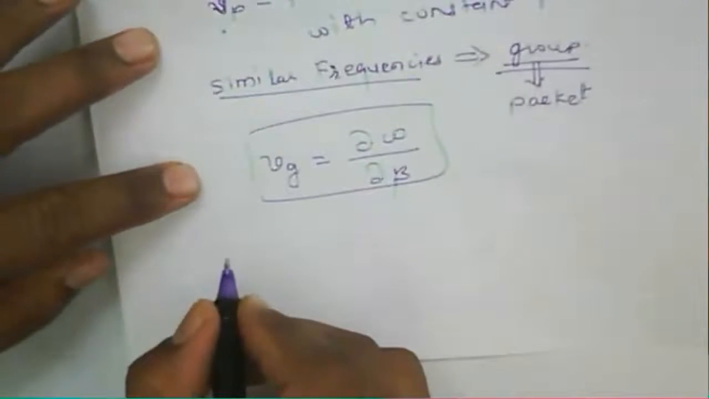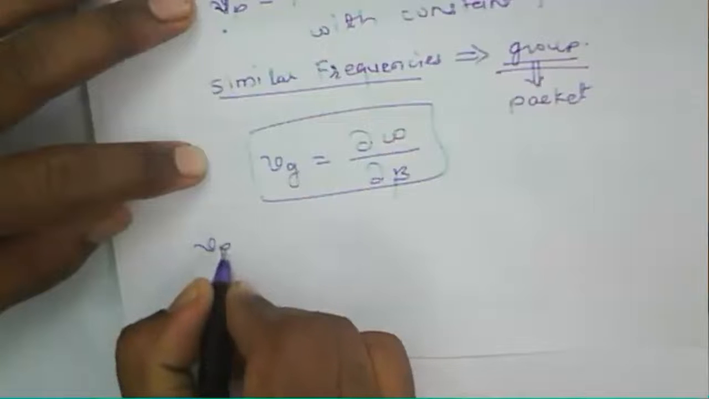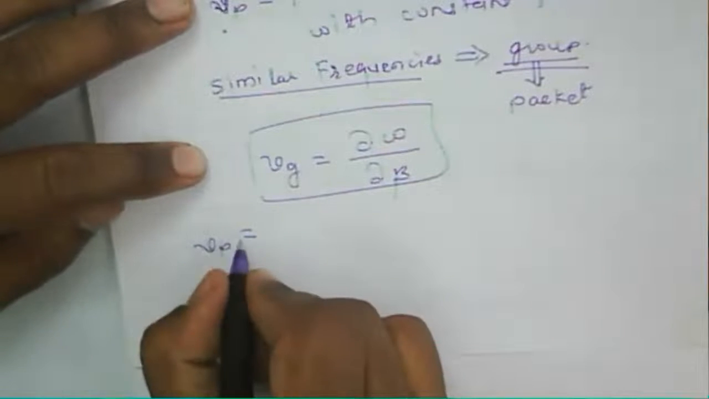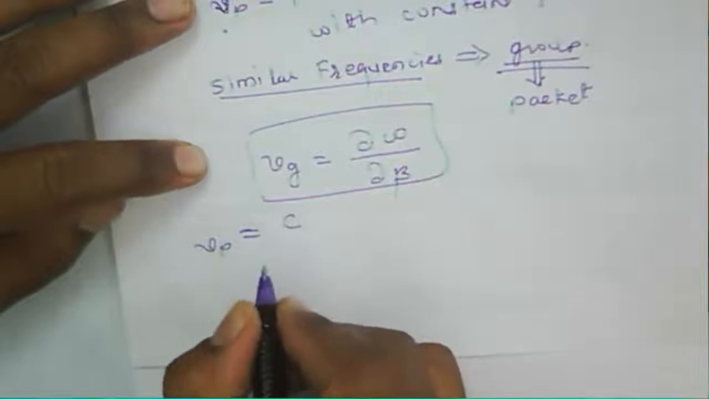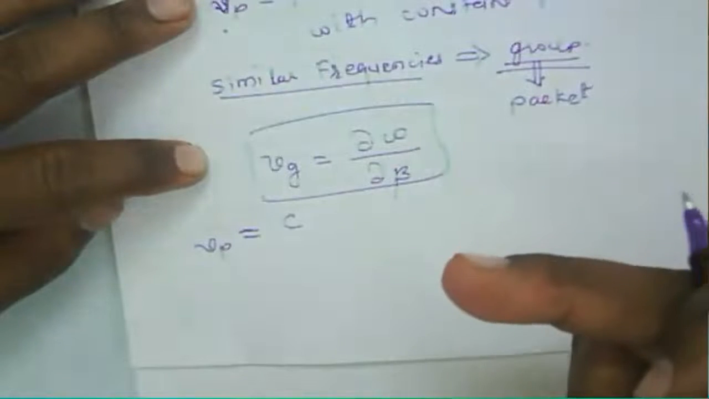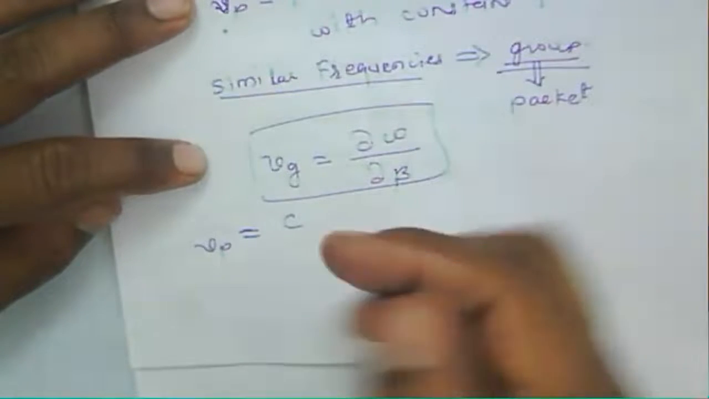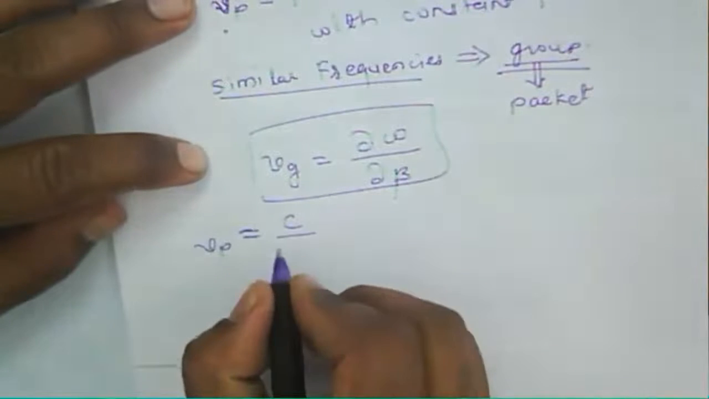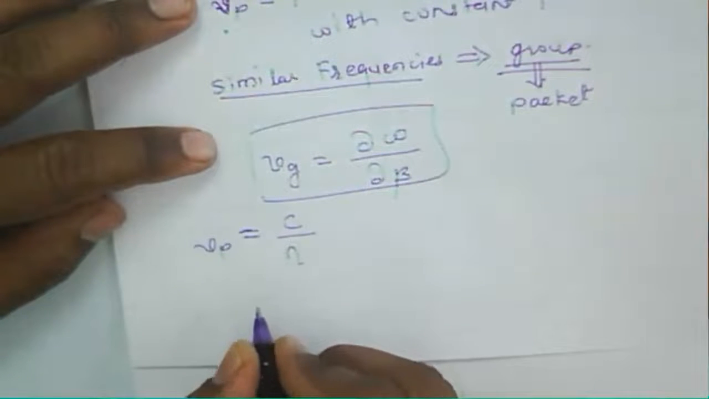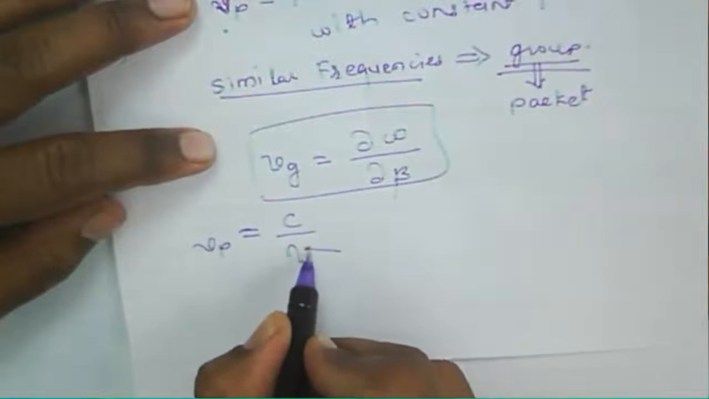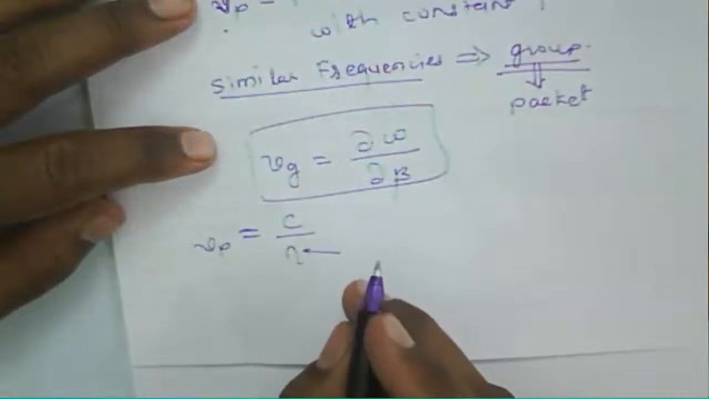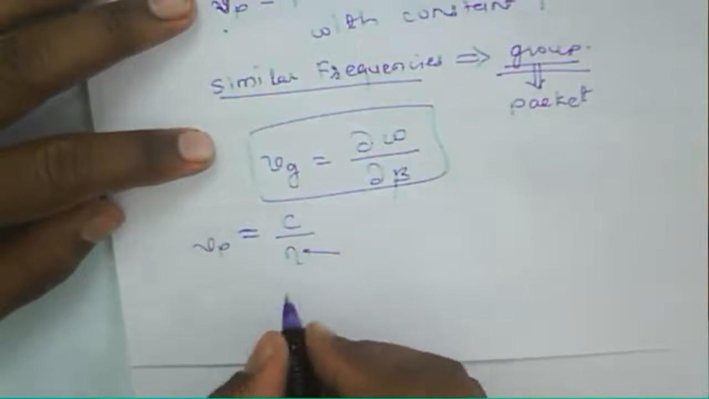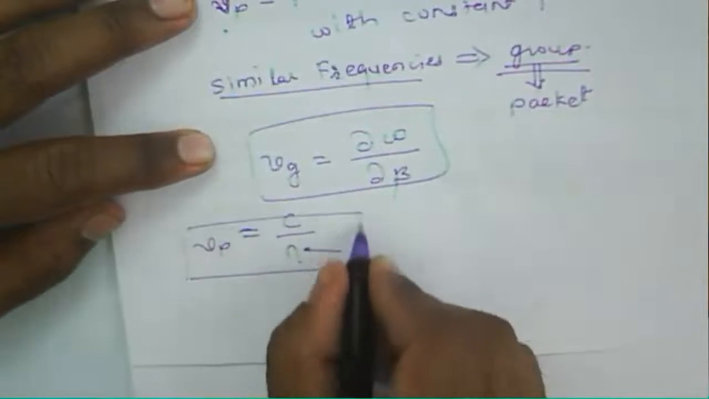But generally, we say that the phase velocity of light is different from the light velocity. Why is it different? Because it is propagating in a medium. That's why we need to consider the medium constant. This particular medium constant needs to be considered so that we can calculate the phase velocity.